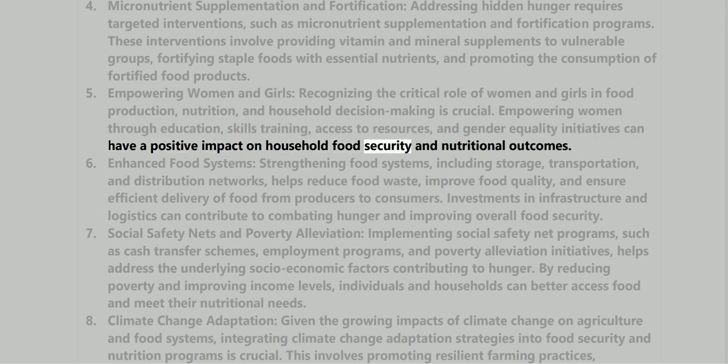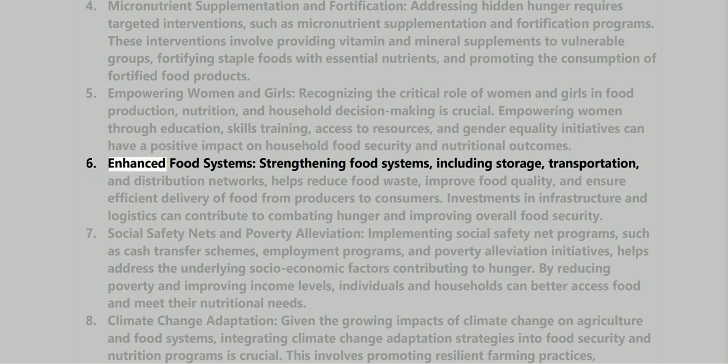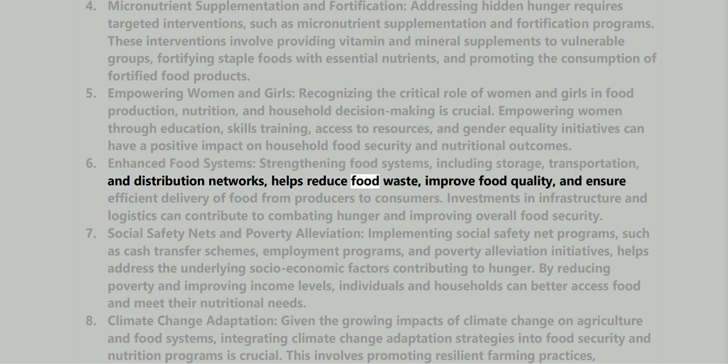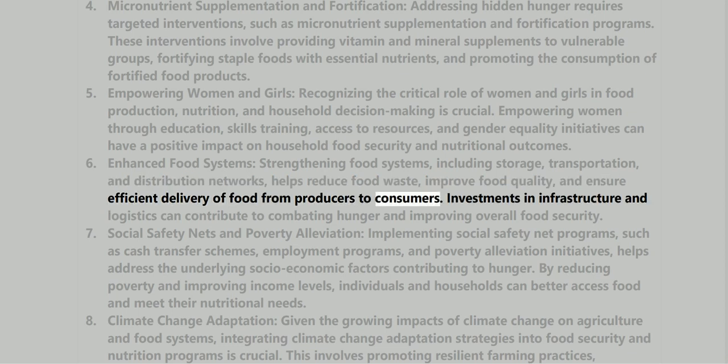6. Enhanced food systems. Strengthening food systems, including storage, transportation, and distribution networks, helps reduce food waste, improve food quality, and ensure efficient delivery of food from producers to consumers. Investments in infrastructure and logistics can contribute to combating hunger and improving overall food security.